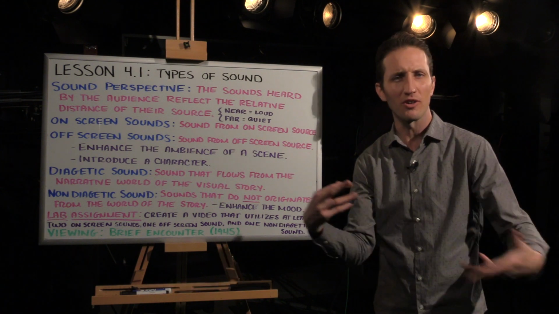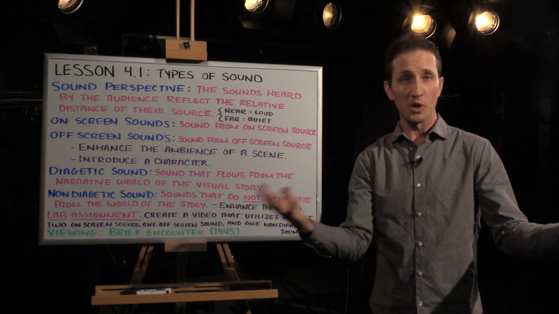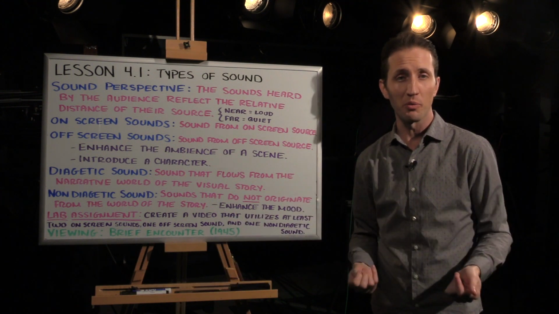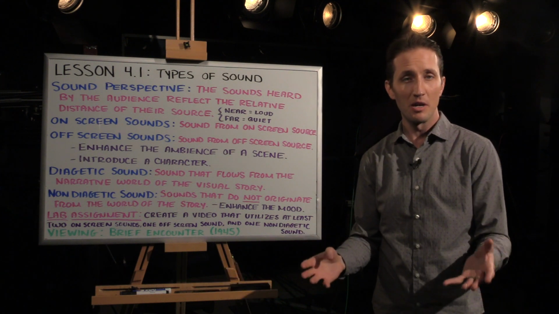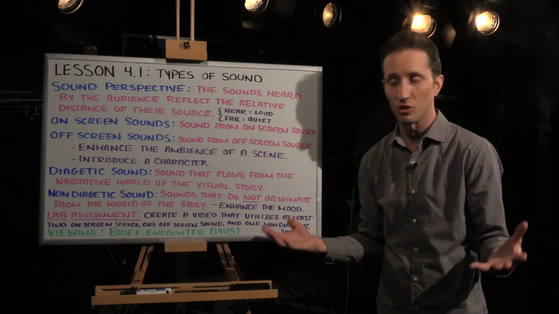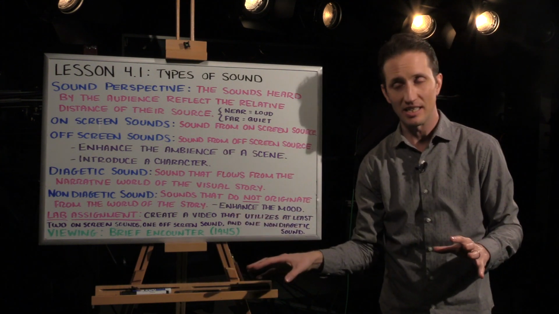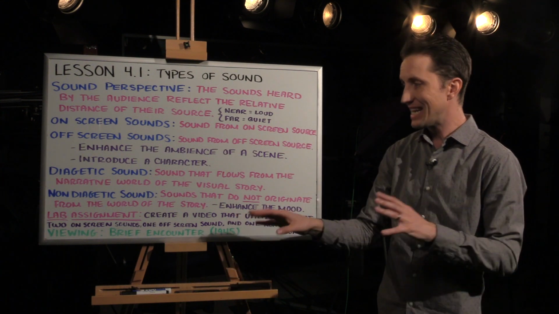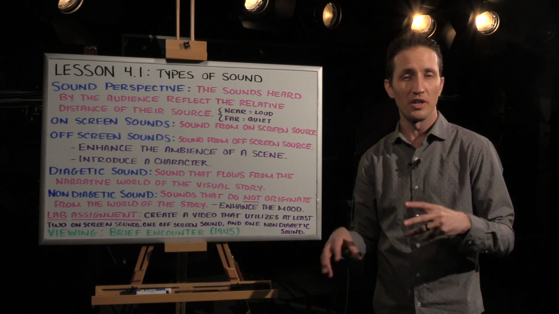You have 2 characters talking to one another. The words that they're using to communicate back and forth to one another, those are diegetic sounds because they live in the visual world of the story. A non-diegetic sound is a sound that does not originate from the world of the story.